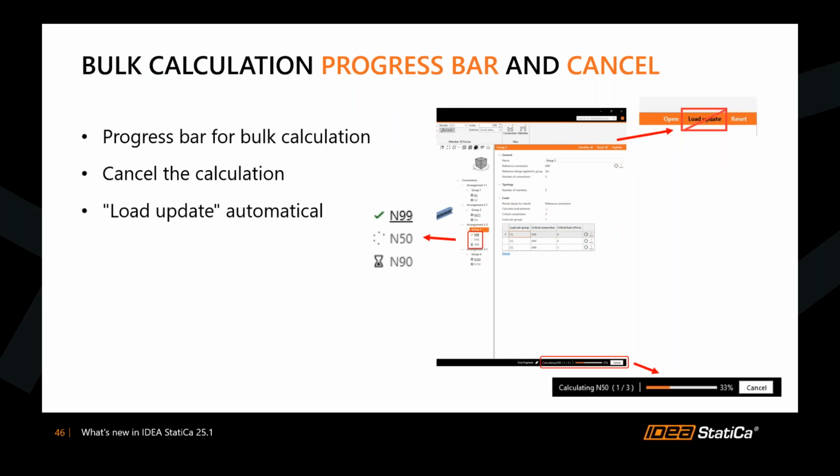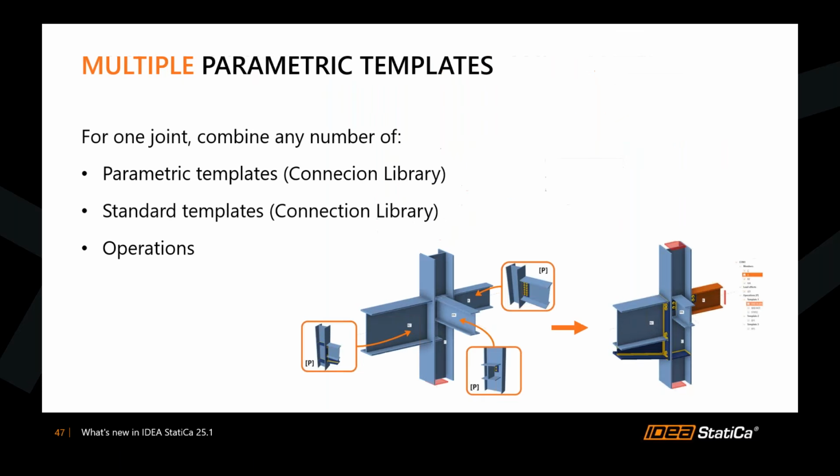If you do any updates or synchronizations, you no longer have to push the load update button to refresh the data. This is automatically done in the background. And the last thing is that you can now combine any number of parametric templates or standard templates from your connection library, as well as operations, for one particular joint or connection.